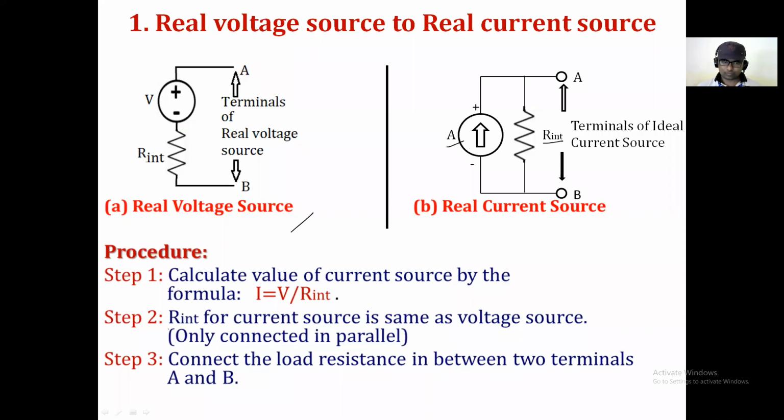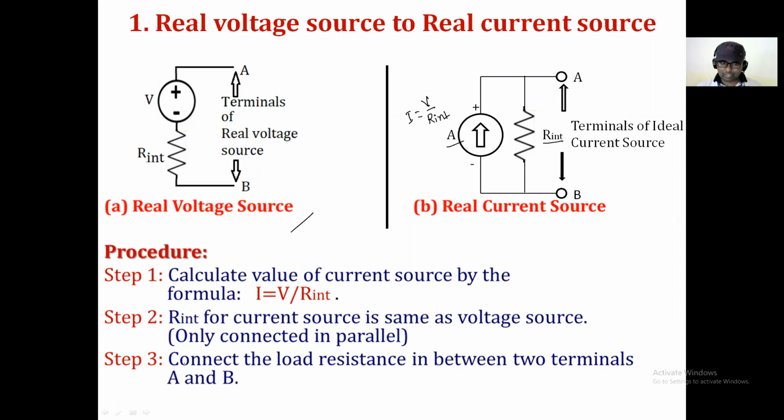Step 1, calculate the value of the current source by applying Ohm's law. If I want to calculate the value of this current source I, what you know is the voltage source and its internal resistance, so just apply Ohm's law, that is nothing but V divided by R internal, and this is the value of the current source.